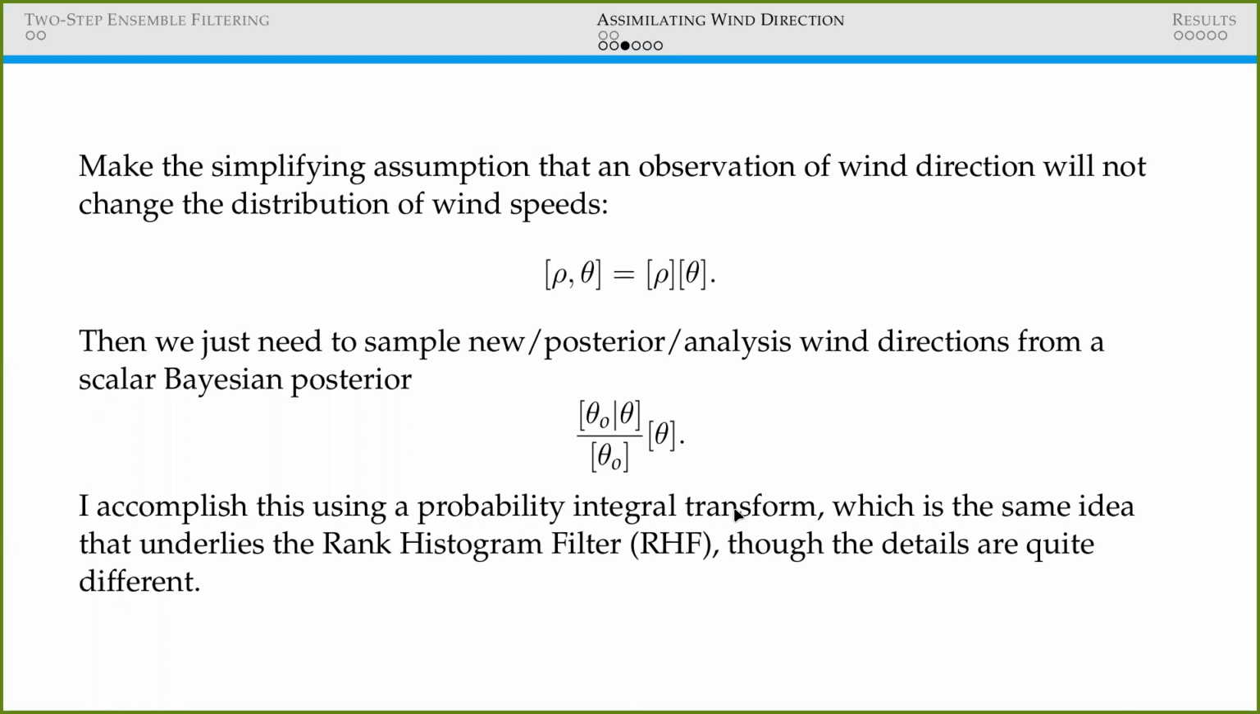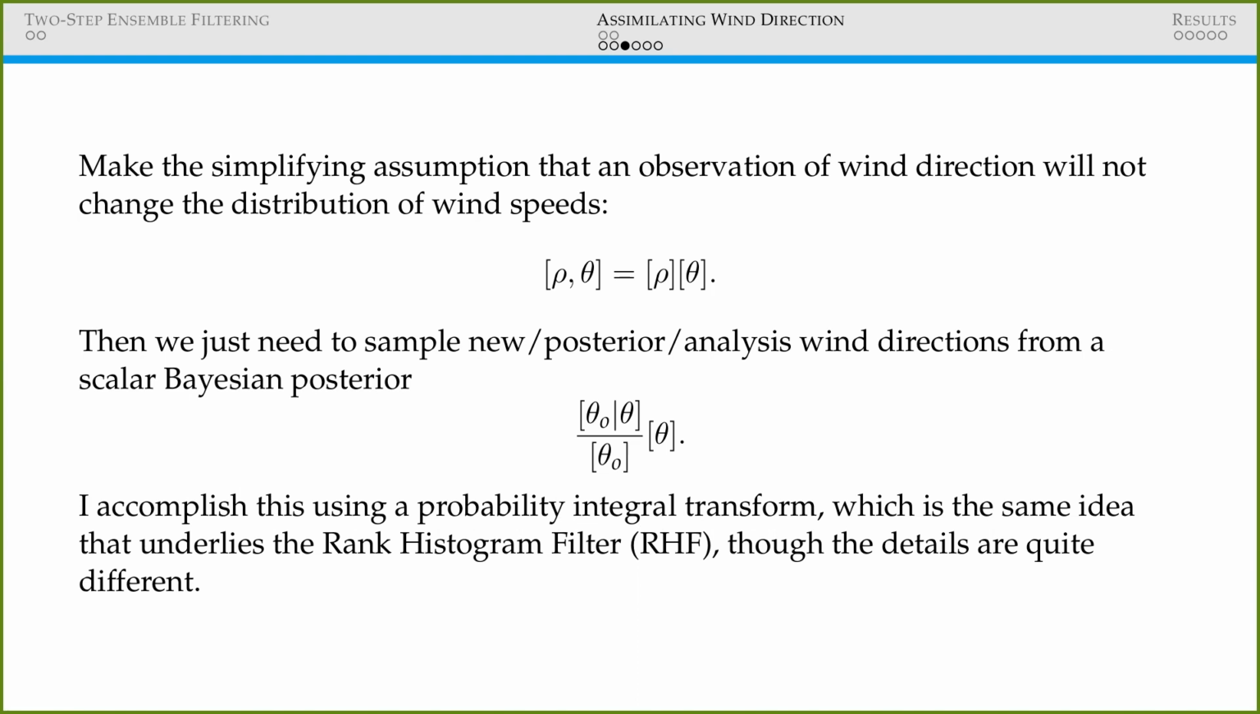That's my first step. I'm not going to present any details besides the fact that I use a probability integral transform here. The details can be found in my preprint, which I'm happy to email to you if you have questions, and I'll put my contact information at the end. So that's the first step. You update only the angles in the wind at the location of the observation.